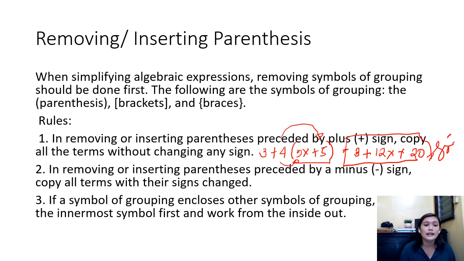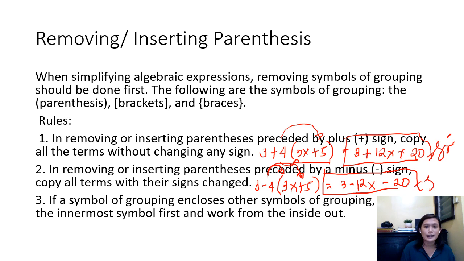What if, in removing or inserting parentheses preceded by a minus sign, you copy all the terms, and that's the time you try to change the sign. So, for example, a similar example, but with minus: 3 minus 4 times the quantity of 3x plus 5. Again, distribute, but negative 4, not plus 4, to each term. So you will have 3 minus 12x, right, minus 20. So again, you need to change the sign. That's your final answer, and affix your signature next to it.